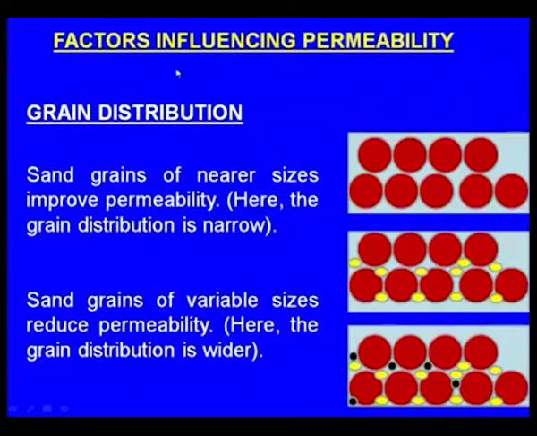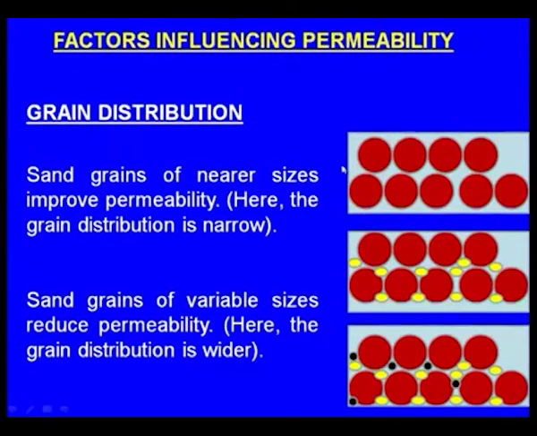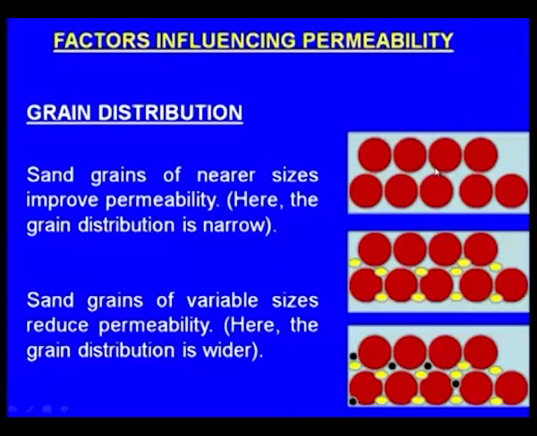Next one, let us see under this the factor influencing the permeability, grain distribution. What is this grain distribution? In a sand, there will be different sizes of sand grains. Maybe larger sand grains will be there, medium sand grains, smaller sand grains, and very fine sand grains will be there. Now in the first case you can see the distribution is only one size is there. Sand grains of nearer size improve the permeability. Here you can see only similar sizes are present in this sand.